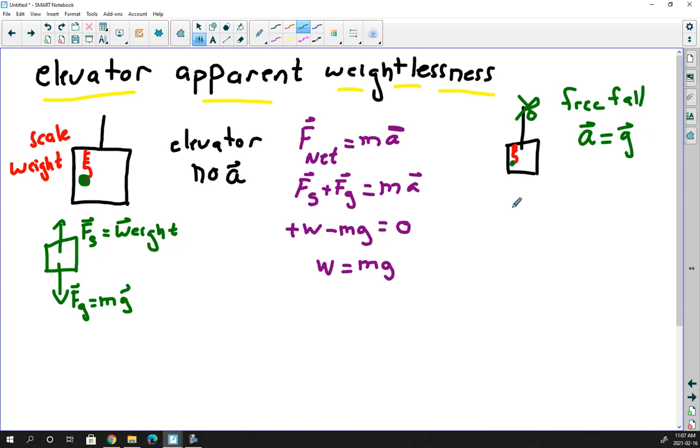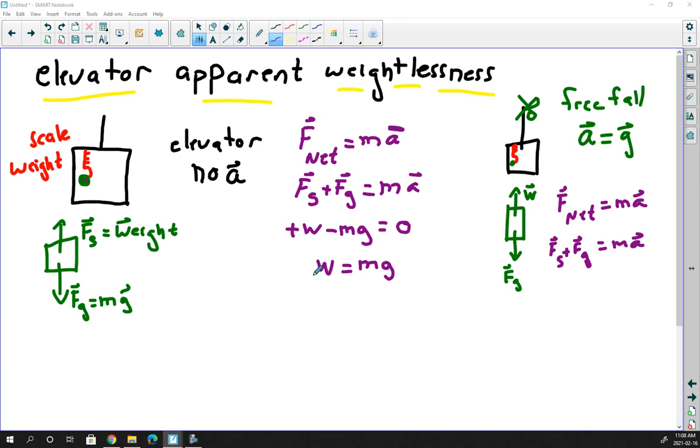All right, but we can still draw a free body diagram on that object hanging off the scale. So it would be the weight, the measurement we get off the scale, and down here it would be the force of gravity because we're still on the planet Earth. So if we apply F net equals ma to this, we would still get force scale plus force gravity is equal to mass times acceleration. That would still be true. Now let's use our old trick here and drop the vector notation.